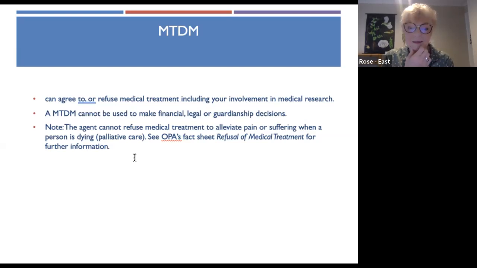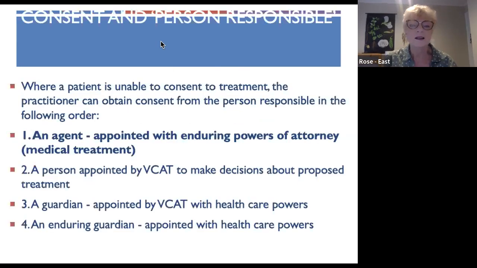They can't refuse treatment that alleviates pain and suffering. So they can't refuse palliative care. For what purpose, I can't imagine why you would want to do that, but it's a basic human right, and the decision maker can't refuse that. And I will just make a quick comment, in case everyone's wondering, that voluntary assisted dying does not come under this Act at all, and a medical treatment decision maker cannot make a request for voluntary assisted dying on behalf of anybody else. So that's just, I've said that.